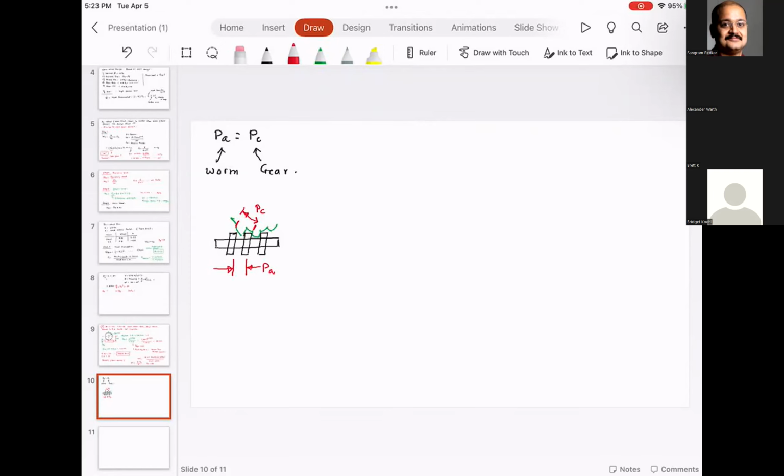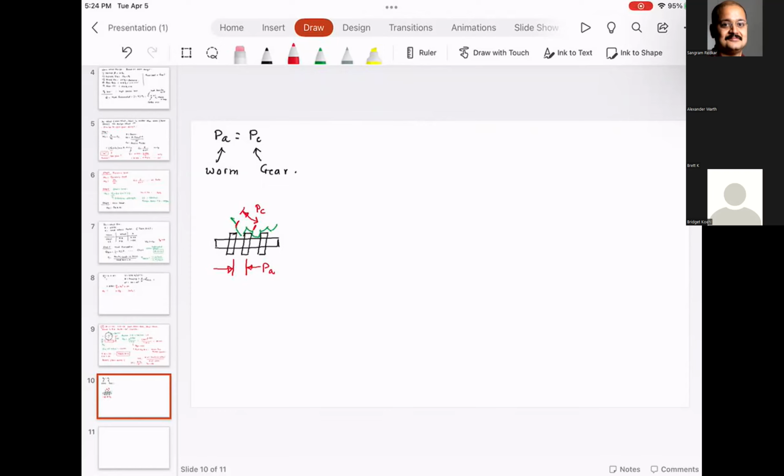Everyone understood this? Imagine that you have a gear and you have a power screw. This power screw can only mesh with the gear if the circular pitch is the same as the axial pitch of the worm. So the axial pitch of the power screw is the same as the circular pitch of the wheel.